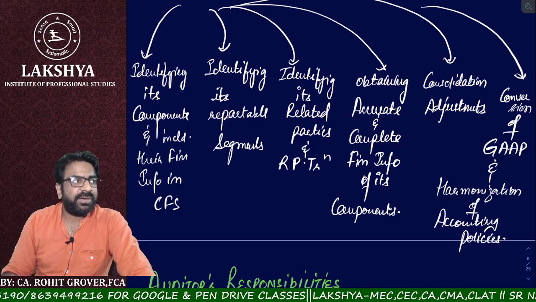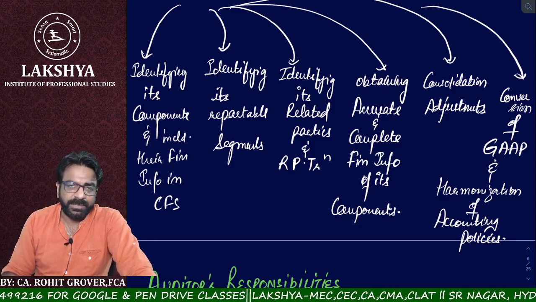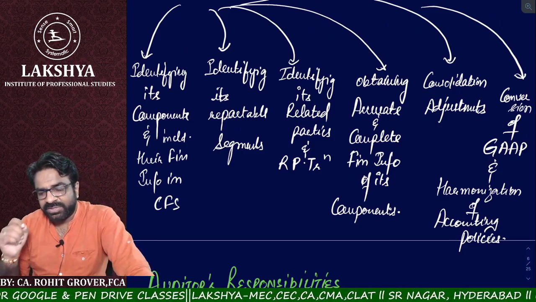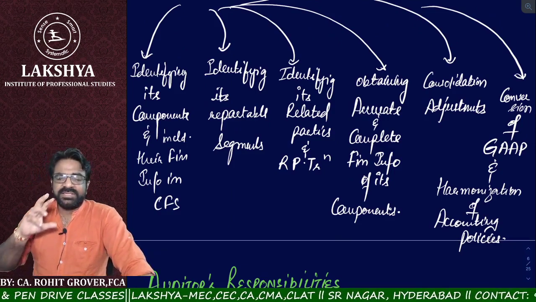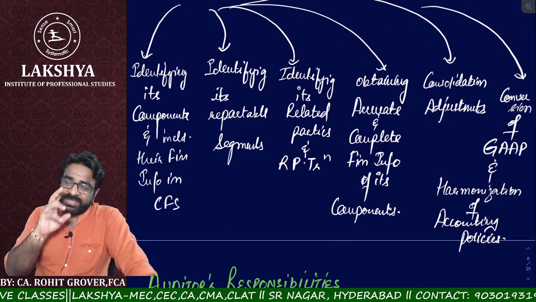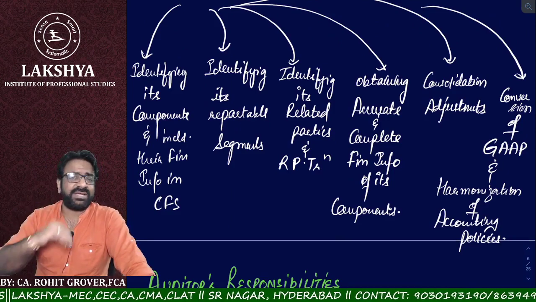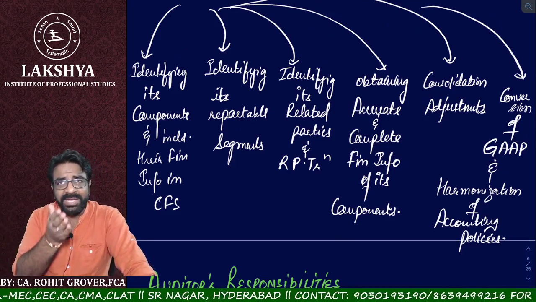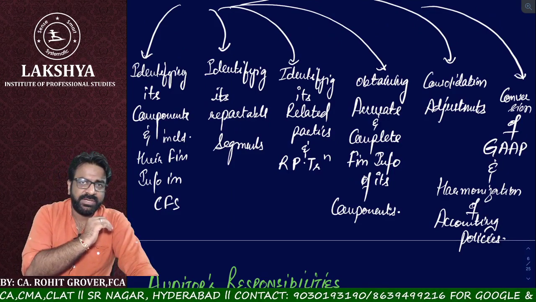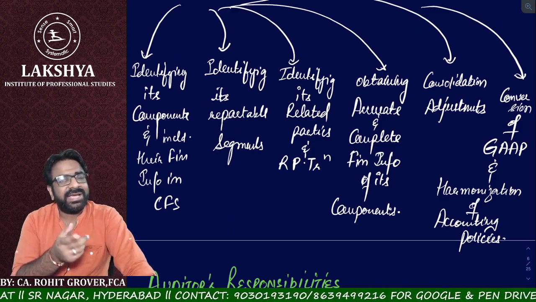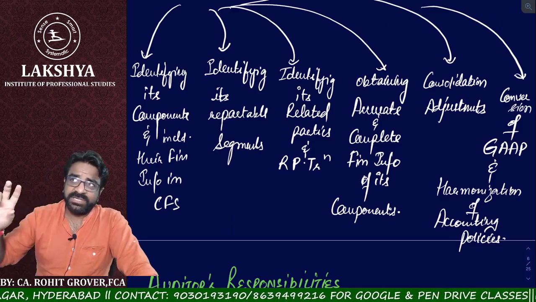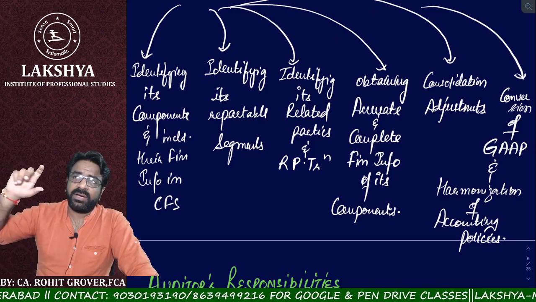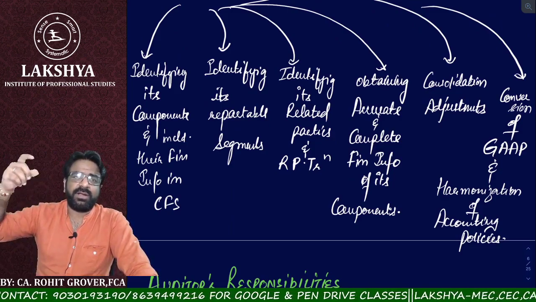Sir, what do you mean by permanent? What do you mean by current? That you will understand later on. And what is the last one? Now listen to this, very simple, carefully. Sometimes what happens, the subsidiary's accounting policies are different and the holding company's accounting policies are different. Suppose the holding company is following the SLM method of depreciation, and the subsidiary company is following the WDV method, written down value method.